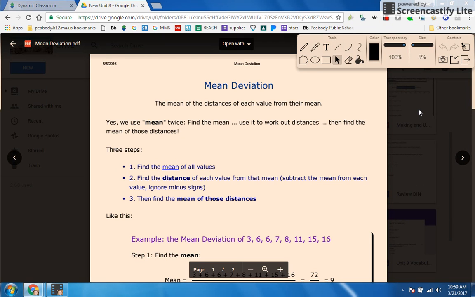We already hopefully remember how to find the mean. So the mean is when you add all of the numbers and then you divide it by how many numbers there were. So the mean deviation is very similar to that. So I'm just going to go over these notes quick and then we'll do some practice ones.